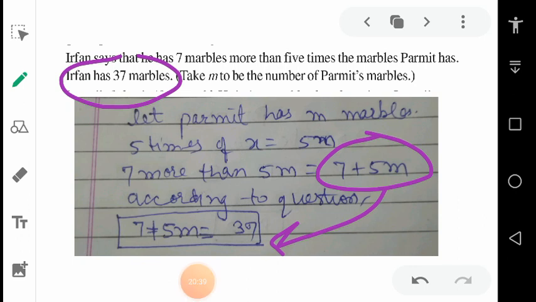This way the word problems are solved. Okay, and I hope you got it. Solve the questions. First see this video again and then solve the questions of your assignment.